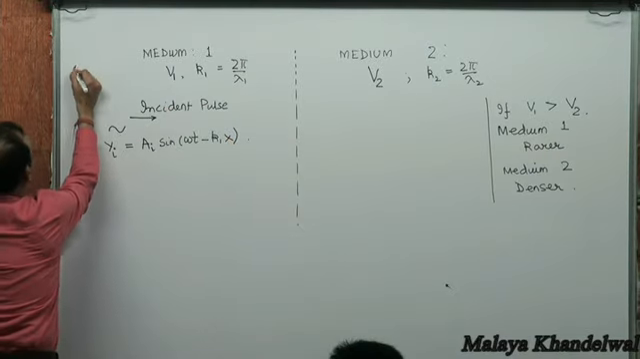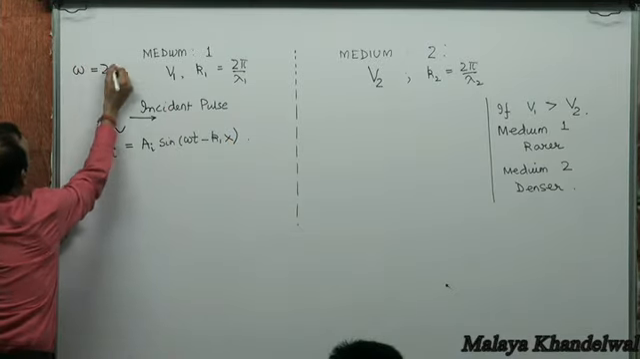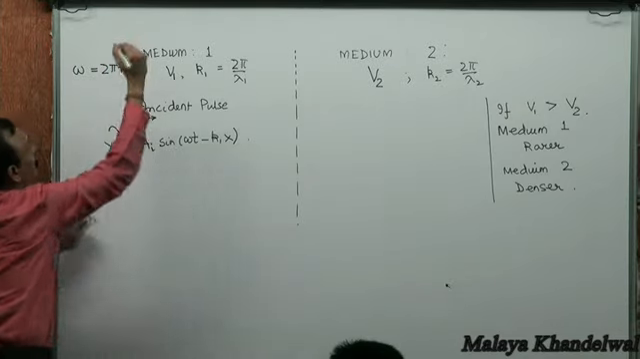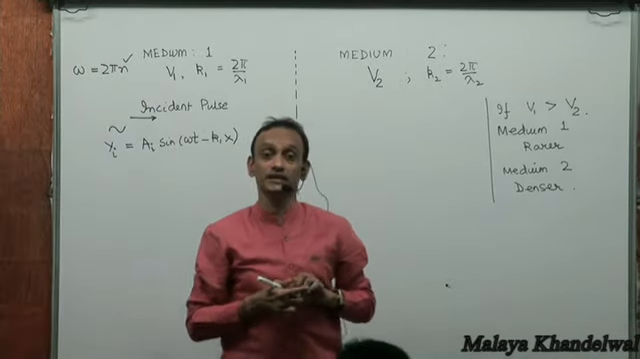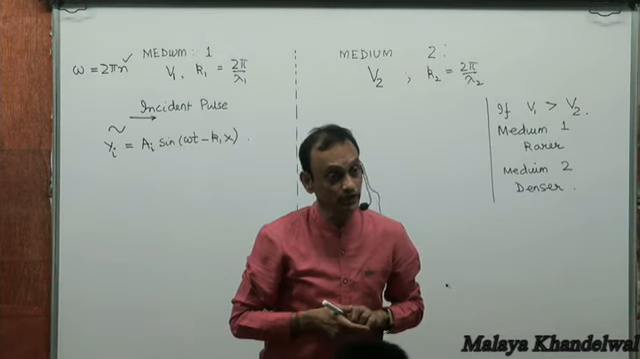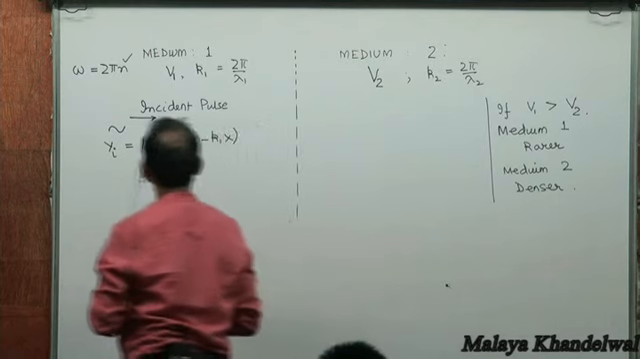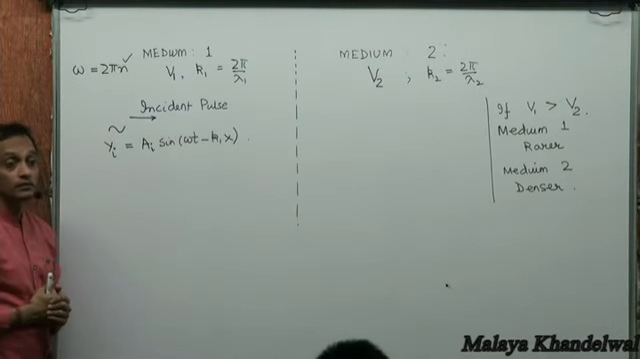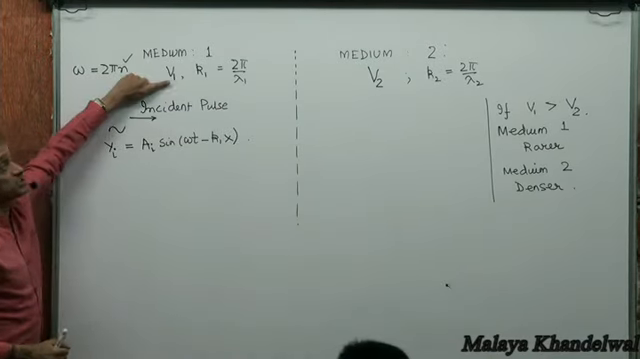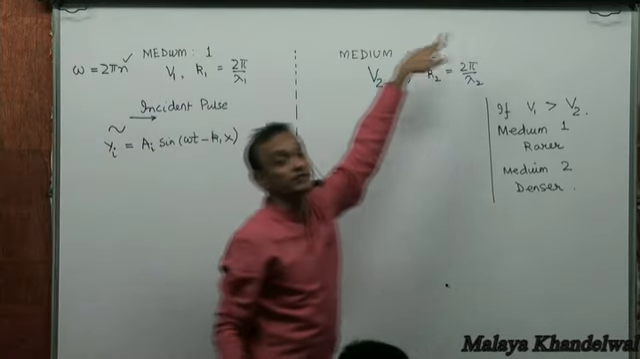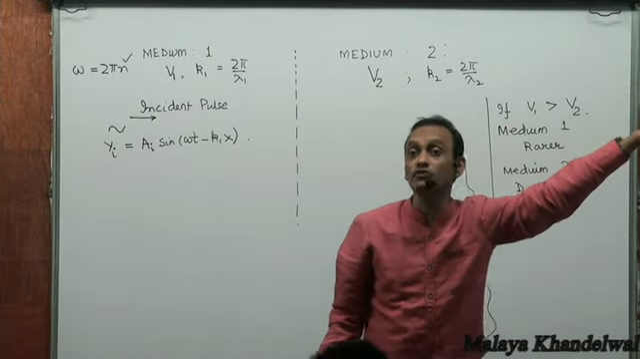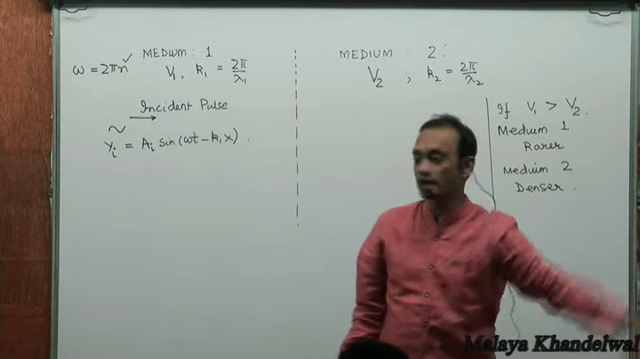Omega is angular frequency, 2 pi n. N will remain the same, right? So omega will also remain the same. However, wave velocity will differ. V1 will in general be different from V2, right?